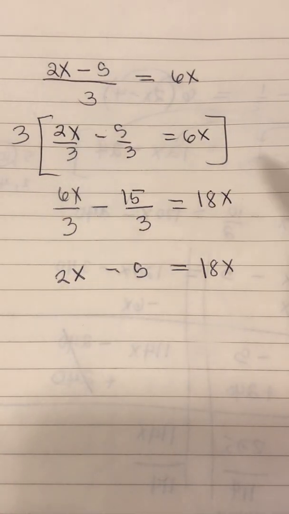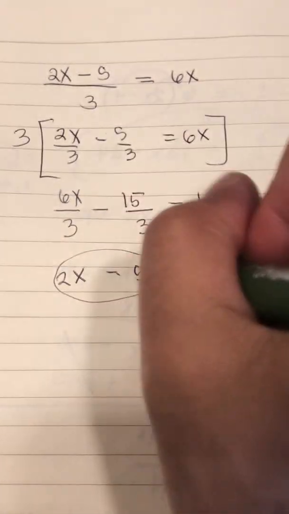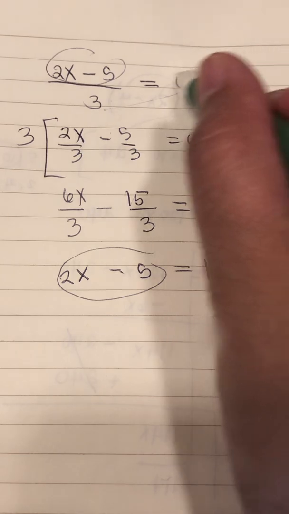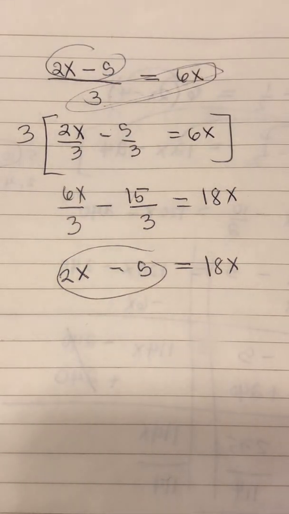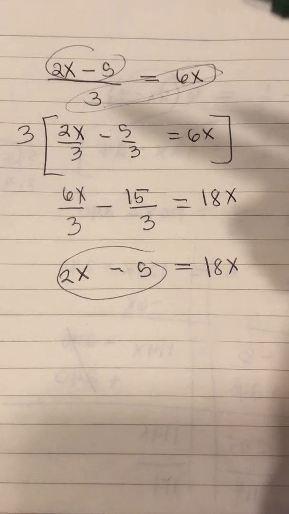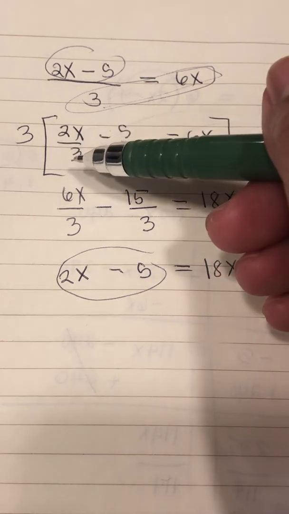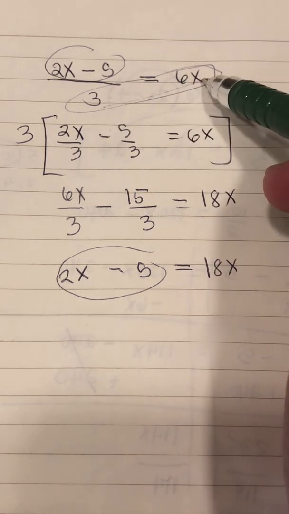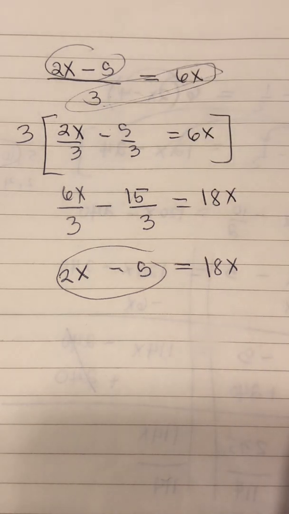And look at here, your 2x minus 5 is what you have here. So in other words, you simply could just go multiply that as your shortcut. But anyway, I want you to understand why it was okay to just multiply this by 3.